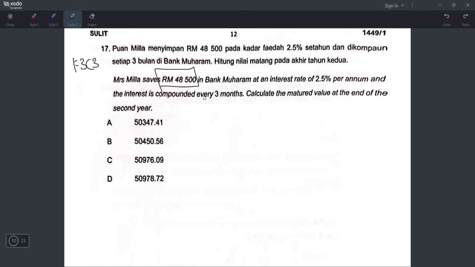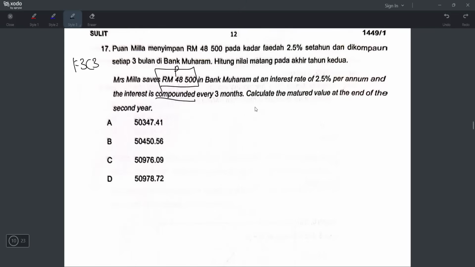Okay, so save this amount. So this is definitely the P, the principal. And an interest rate of 2.5% per annum. This one confirm is the R. And the interest is compounded. I see the keyword already. Compounded every 3 months. When you see the word compound in the question, it means it's a compound interest question.